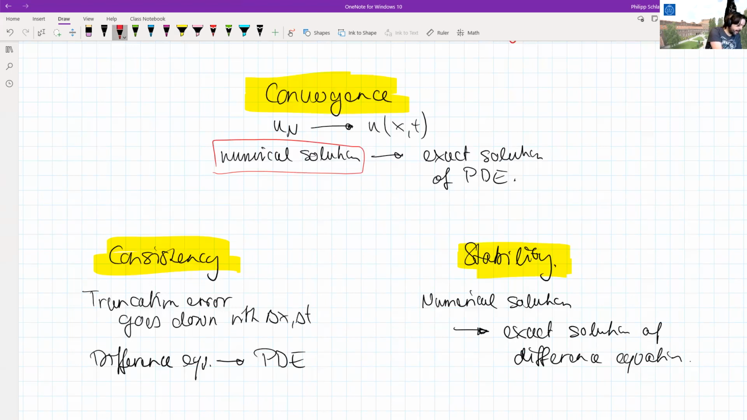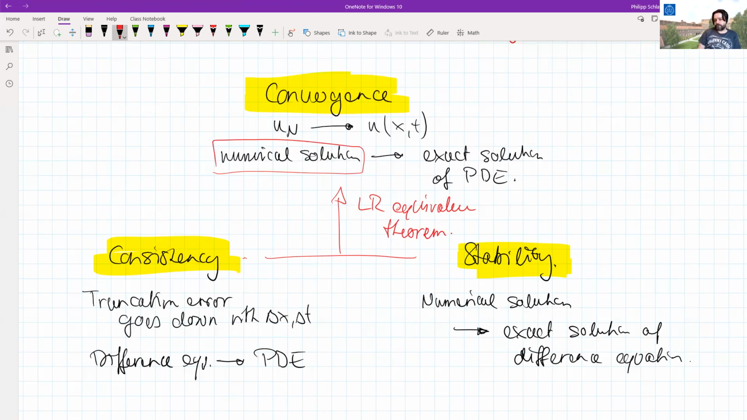Now, the idea is, I guess you get the point, if you can show consistency and stability together, so consistency saying that we have discretized the right equation, and stability means we can solve the discretized equation well, that these two things together actually imply convergence. And that is exactly the idea of the Lax-Richtmyer equivalence theorem, which states that for a well-posed, consistent, and stable finite difference scheme, convergence is actually necessary and sufficient.